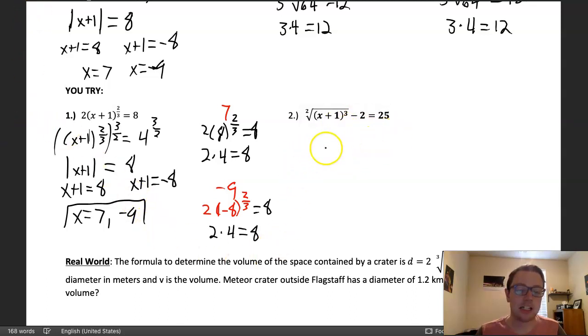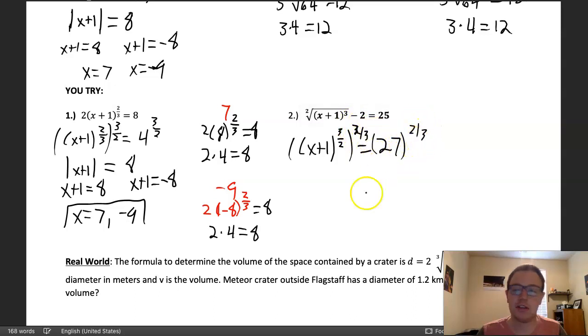When we do this, we're going to need to pull the 2 over, and let's convert the x plus 1 into a fractional exponent. So this becomes x plus 1 to the 3/2 is equal to 27. Now to get rid of this, we're going to multiply or raise to the 2/3 power on both sides.